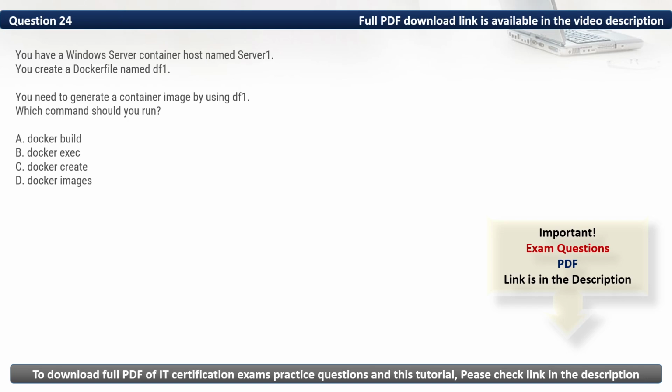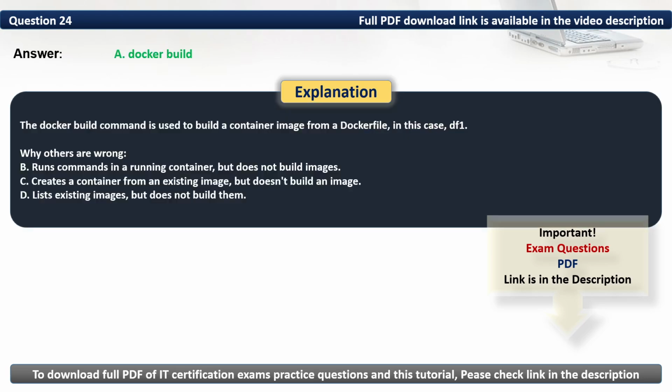Firstly, let's eliminate the incorrect options. We have B. Docker exec. It runs commands in a running container but does not build images. Then we have C. Docker create. It creates a container from an existing image but does not build an image. Then we have D. Docker images. It lists existing images but does not build them. As such, the command that we should run is docker build. Thus, the correct option is A. The docker build command is used to build a container image from a Docker file, in this case df1.